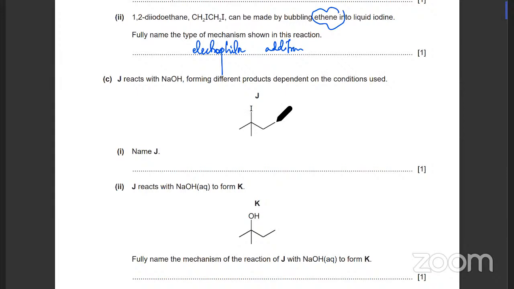2-iodo, 2-methylbutane. Okay, so the longest chain is 4 carbon atoms. That's butane. And remember, name this alphabetically. So the 2-iodo, that is alphabetically correct. There's an iodine and there's a methyl on the second carbon. So 2-iodo and 2-methylbutane.